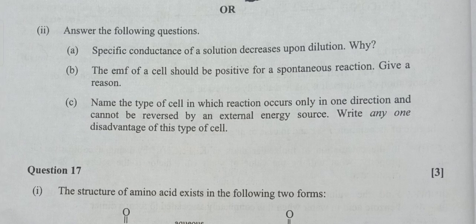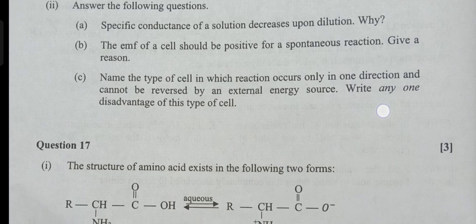Now name the type of cell in which the reaction occurs only in one direction and cannot be reversed by an external energy source. Yes, it's a primary cell. Write any one disadvantage of this type of cell. It cannot be reversed, it cannot be reused, you can say that.